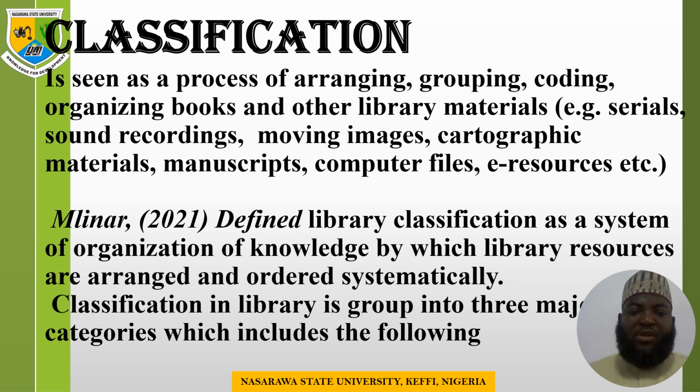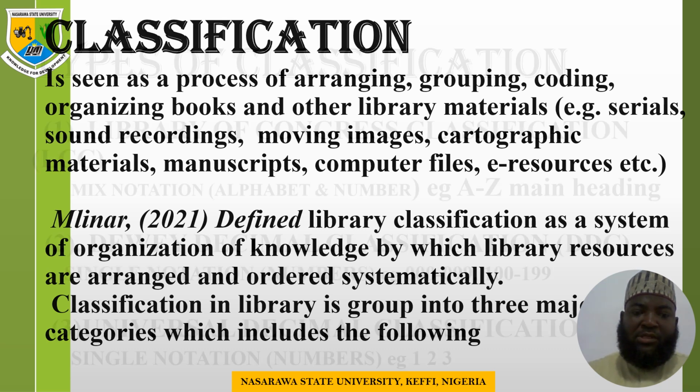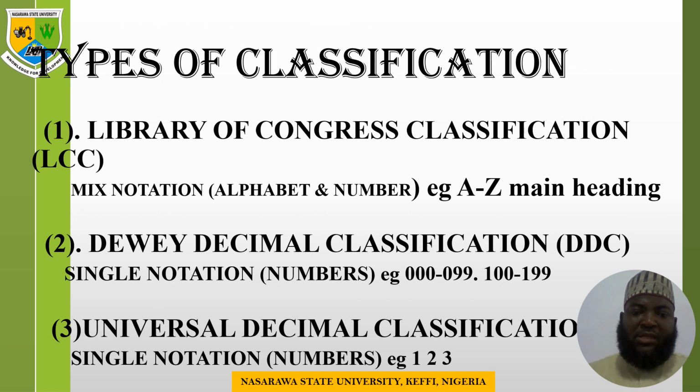Blena 2021 defined library classification as a system of organization of knowledge by which library resources are arranged and ordered systematically. Classification can be grouped into three major categories, which include LCC, that is Library of Congress Classification Scheme. It uses mixed notation, that is alphabet and number. In most occasions, the alphabet is the main heading, while the number comes as a result of subheading.